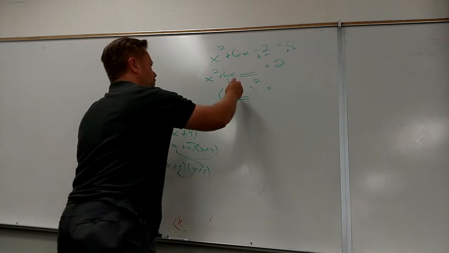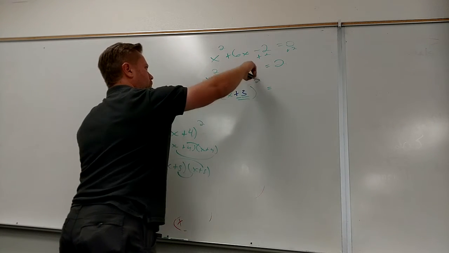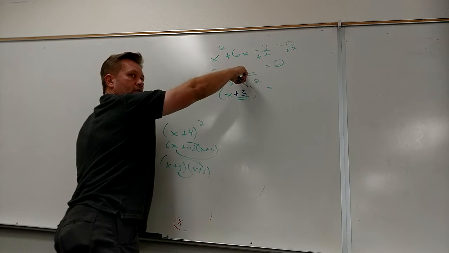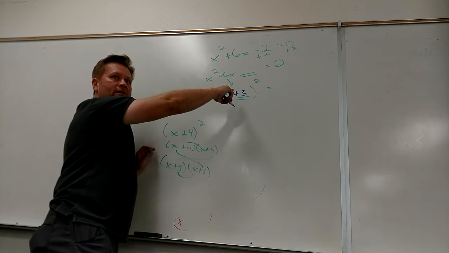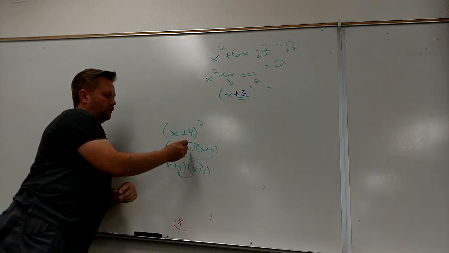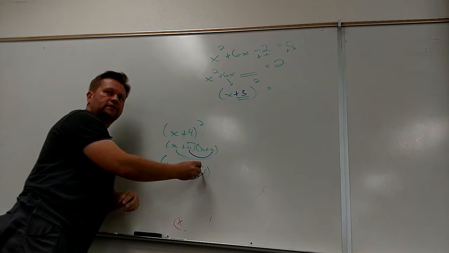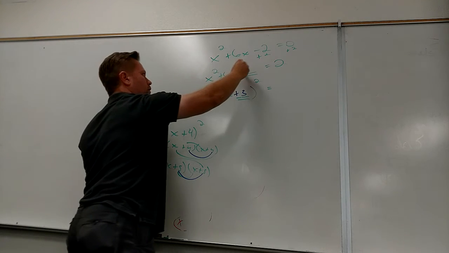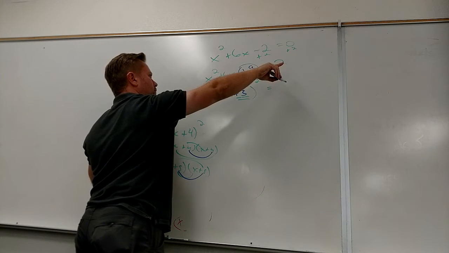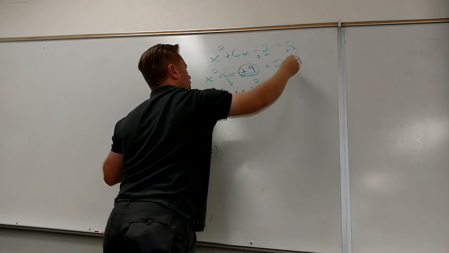Now, if there is a 3 here, what's got to be here? 9. Because what would it be if it was x plus 4? 4 times 4 is 16. 5 times 5 is 25. So the last number has got to be that thing squared. If I add 9 here, I better add 9 there.